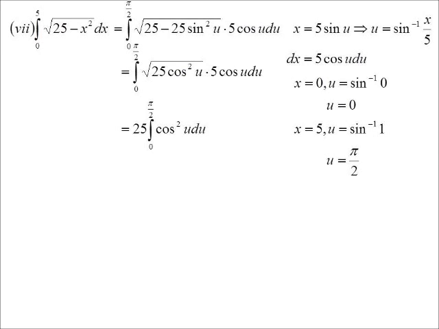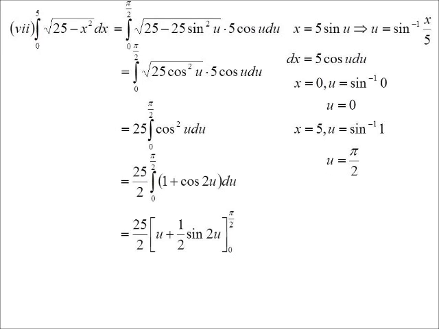Integrate cos squared. Oh, we need another trig identity. Cos squared is the same as half of 1 plus cos 2u. Now we can integrate: u plus a half sine 2u. Substitute pi on 2. Substitute in 0. 25 pi on 4.